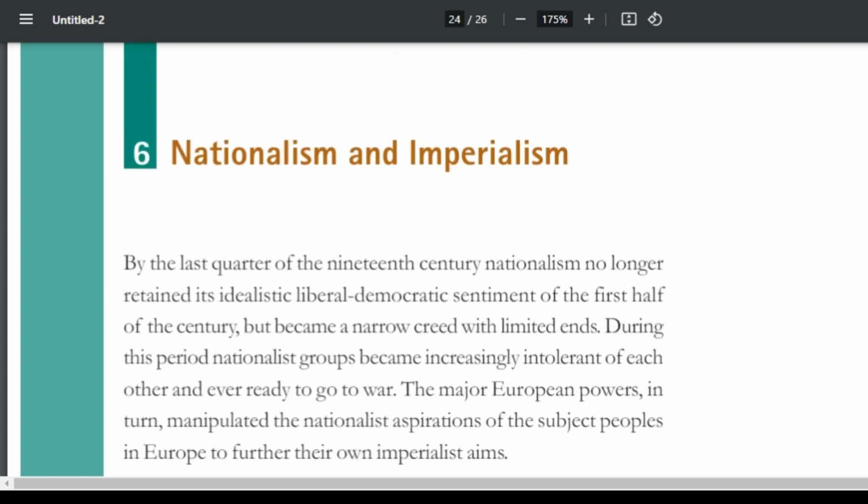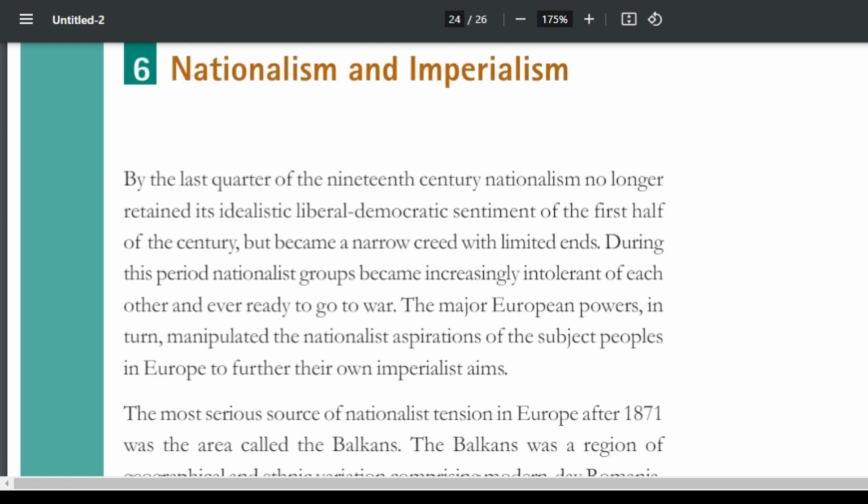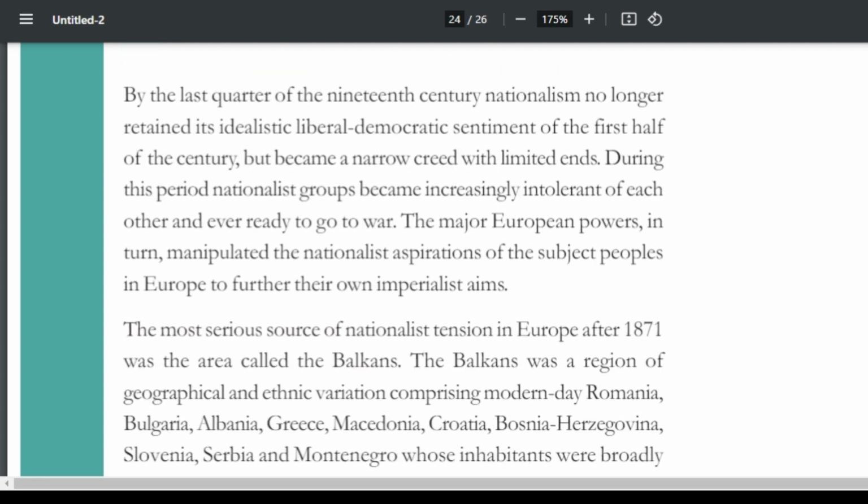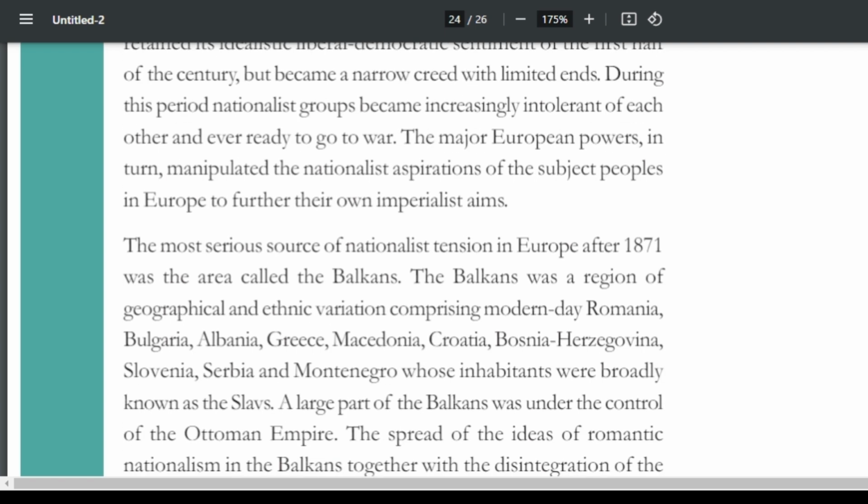Nationalism and imperialism. By the last quarter of the 19th century, nationalism no longer retained its idealistic liberal democratic sentiment of the first half of the century, but became a narrow creed with limited ends. During this period, nationalist groups became increasingly intolerant of each other and ready to go to war. Major European powers in turn manipulated the nationalist aspirations of the subject people in Europe to further their own imperial aims.